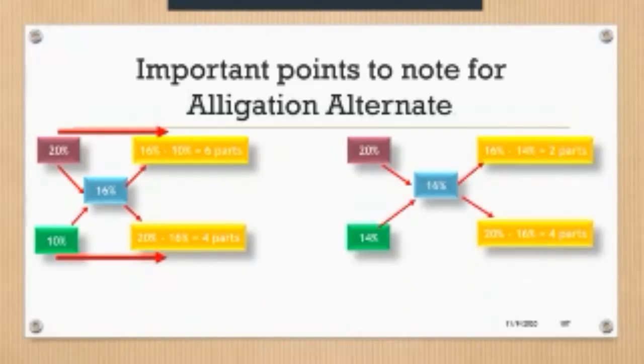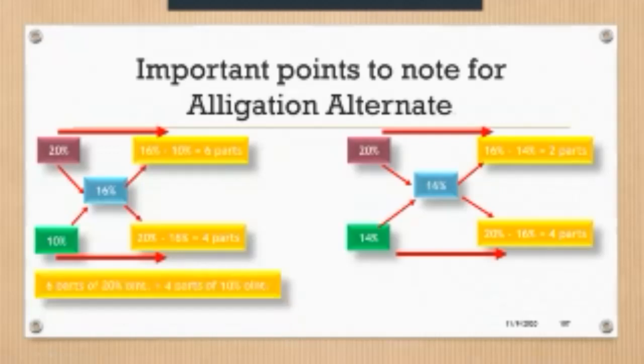You do your diagonal matching and subtraction, and then we would now have this scenario where you're using 2 parts of the 20% and 4 parts of the 14%. So what does this look like in real life? In real life, then, it means you're going to use 6 parts of 20% plus 4 parts of the 10% on this side.